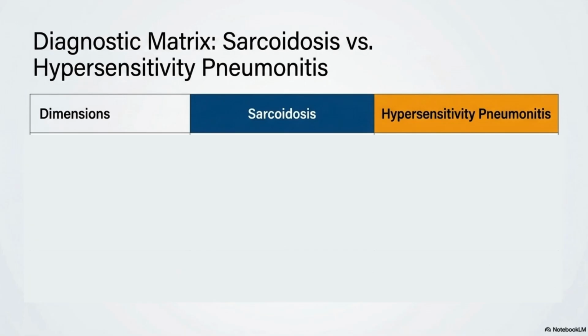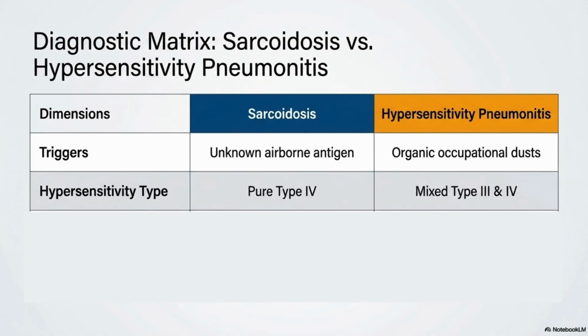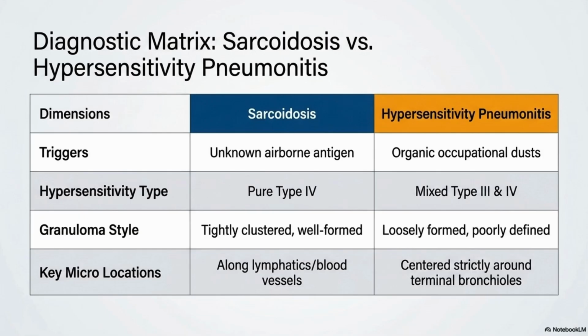To keep these straight on exam day, here's your diagnostic matrix comparing sarcoidosis versus hypersensitivity pneumonitis. Looking at the triggers, sarcoidosis has an unknown airborne antigen, while HP is triggered by organic occupational dusts. For the hypersensitivity type, sarcoidosis is a pure type 4, whereas HP is a mixed type 3 and 4. Looking at the granuloma style, sarcoidosis gives you tightly clustered, well-formed granulomas, but HP yields loosely formed, poorly defined ones. Lastly, there are key microlocations. Sarcoidosis granulomas are found along lymphatics and blood vessels, while HP granulomas are centered strictly around the terminal bronchioles.